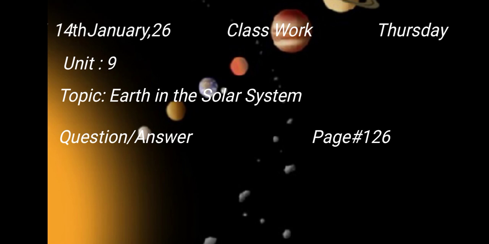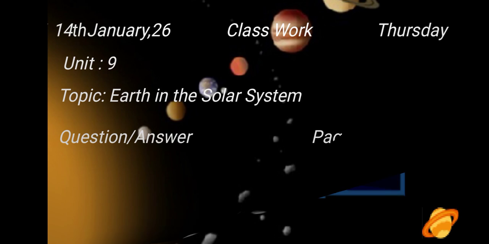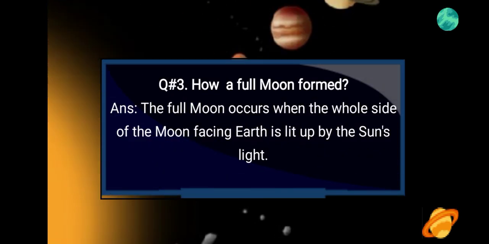Now prepare your notebooks for classwork. Write today's date, day and classwork. Unit 9, its topic, Earth in the Solar System. Question answers, page number 126. Question number 3, how a full moon is formed. The full moon occurs or is formed when the whole side of the moon facing Earth is lit up by the sun's light.